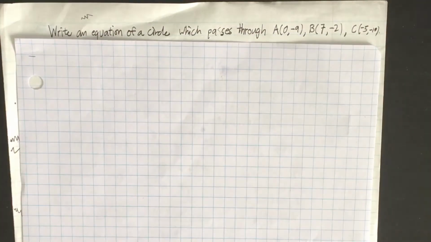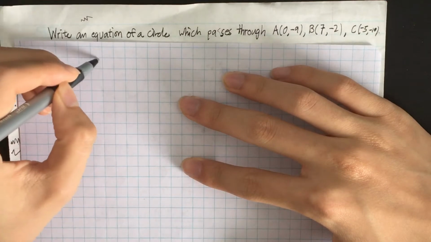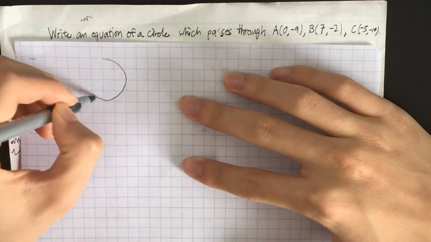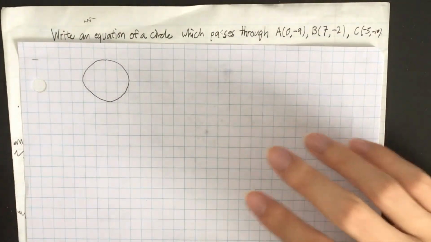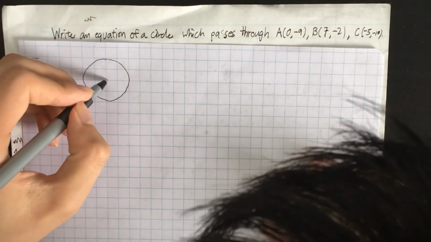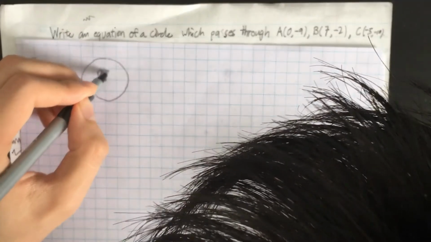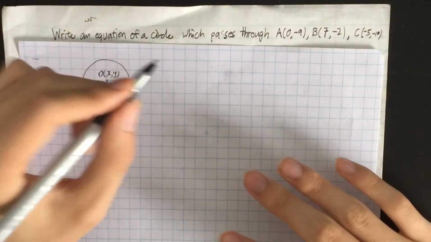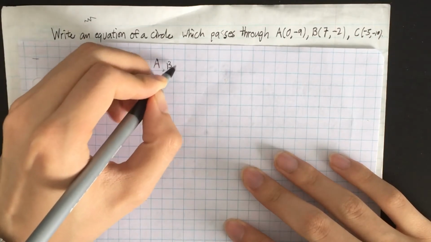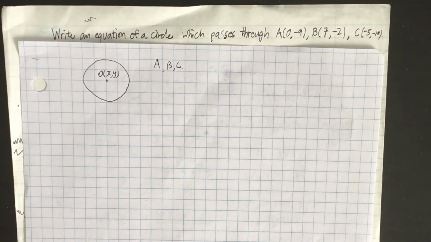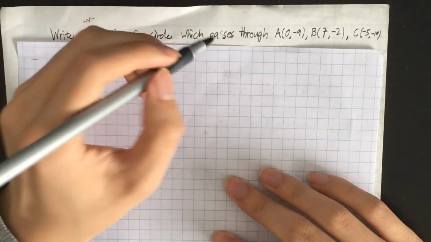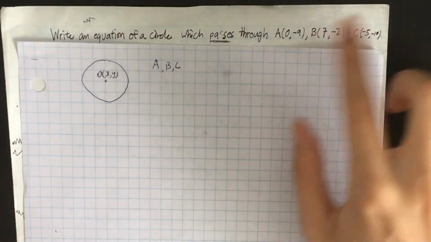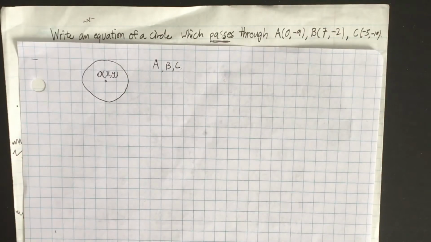So you have your circle. Let's draw a tiny circle. All right, here's our circle. Not the best circle, but it should work. And we pick our center O, and that's our XY coordinate. And so we have these 3 points, A, B, C, right? And we imagine these points lying somewhere on this circle, right? It says passes through these 3 points. Therefore, these 3 points must lie on the circle.